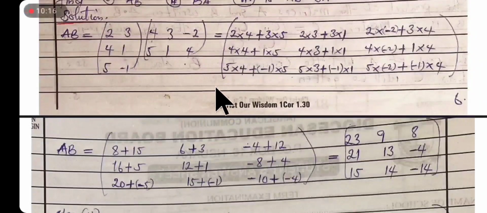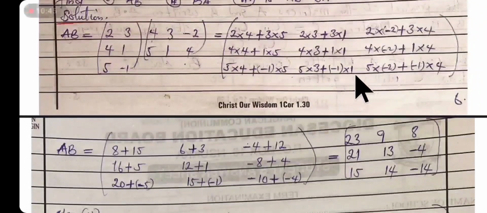4 times 4 is 16. Plus 1 times 5 is 5. 4 times 3 is 12. Plus 1 times 1 is 1. 4 times minus 2 is minus 8. Plus 1 times 4 is 4. 5 times 4 is 20. Plus minus 1 times 5 is minus 5.